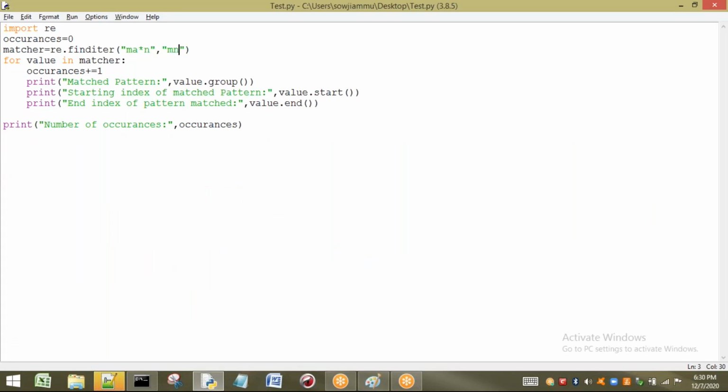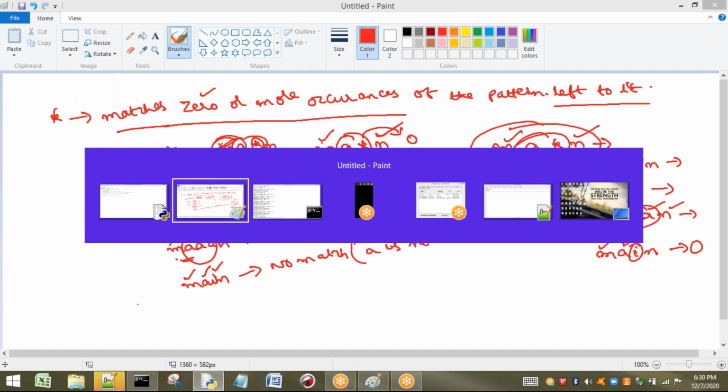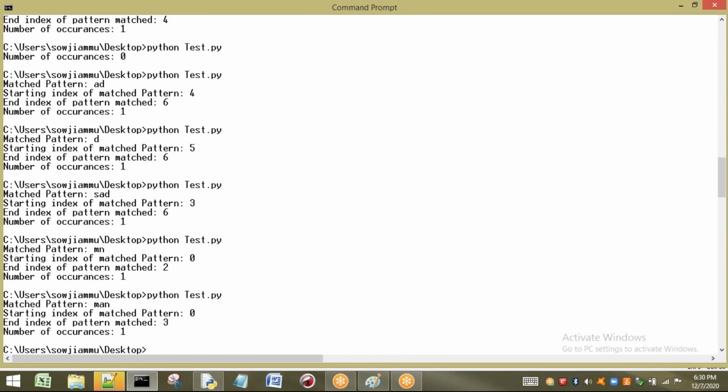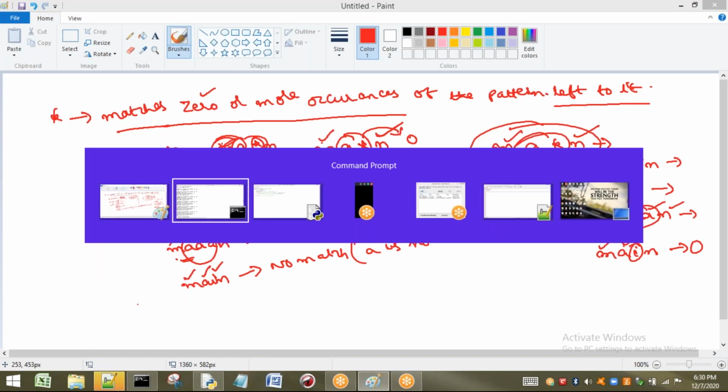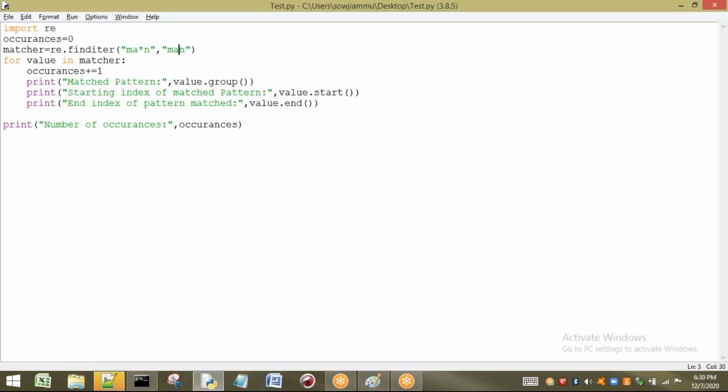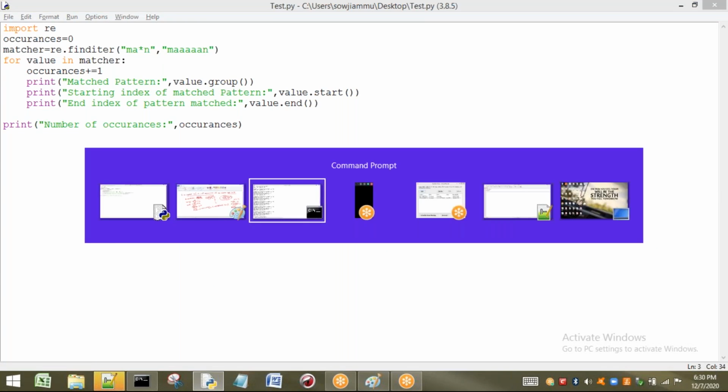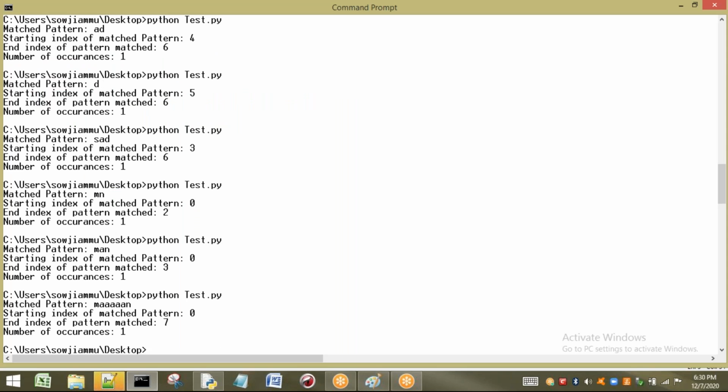Now next one I will change this one as MAN. So A is occurring how many times? One time. No problem. A can occur 0 times or one time. So match is 1. Next one, I want to take MAAAN. Okay, here also no problem. A is occurred more than once, so no problem. It is giving me 0 to 7.